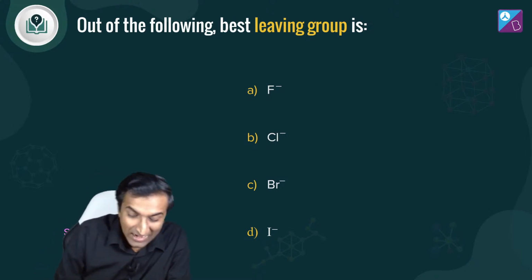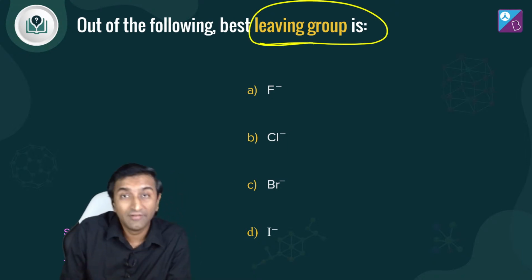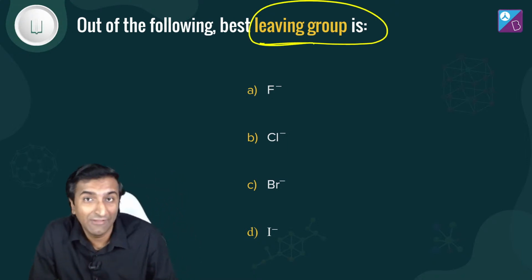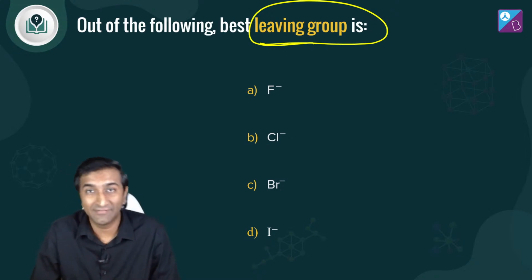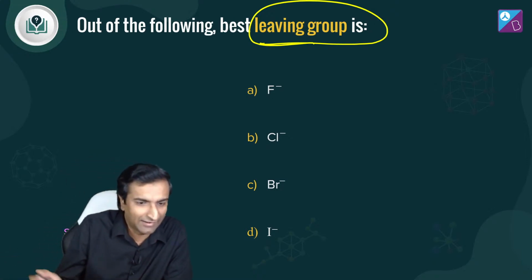Hey, absolutely right, Mayuk. Out of the following, best leaving group is what? Now, this is interesting. Yeah, a good leaving group will be good whether it's SN2 or SN1. We'll do SN1 also just right after this.